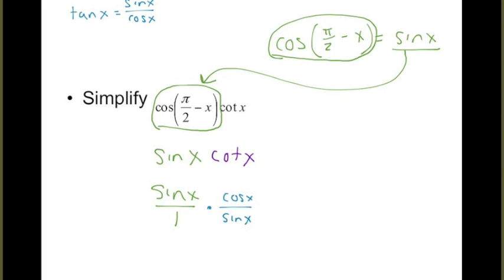How does that help us? What can we do now? We can cancel out the sines. And we are left with then just a cosine x.